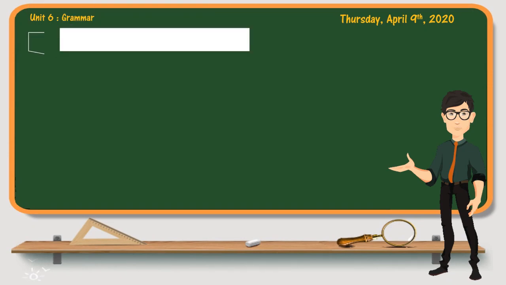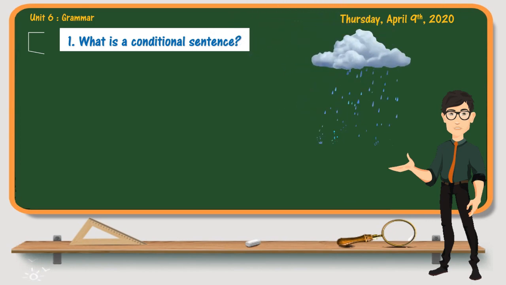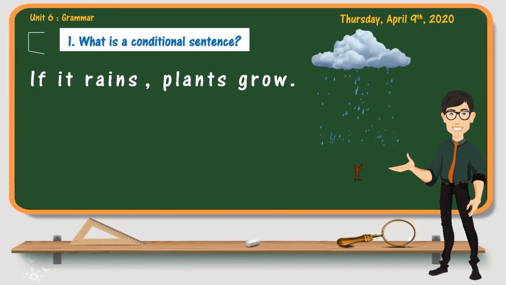First of all, we have to know what is a conditional sentence. And to get an answer, let's consider this example. A question I would like to ask you right now is, what happens if it rains? And a common answer you may be thinking of right now is, if it rains, plants grow. Grammatically, this sentence is called a conditional sentence.